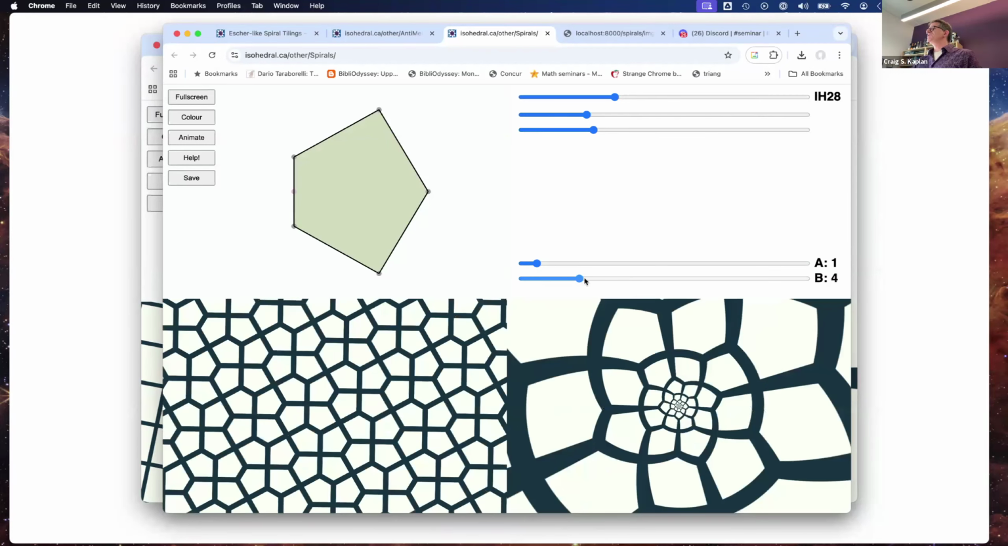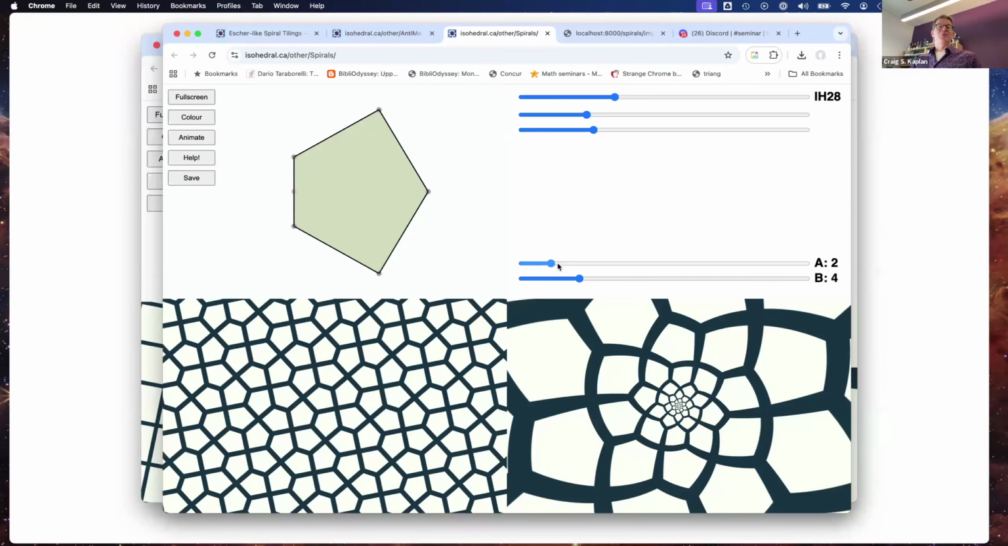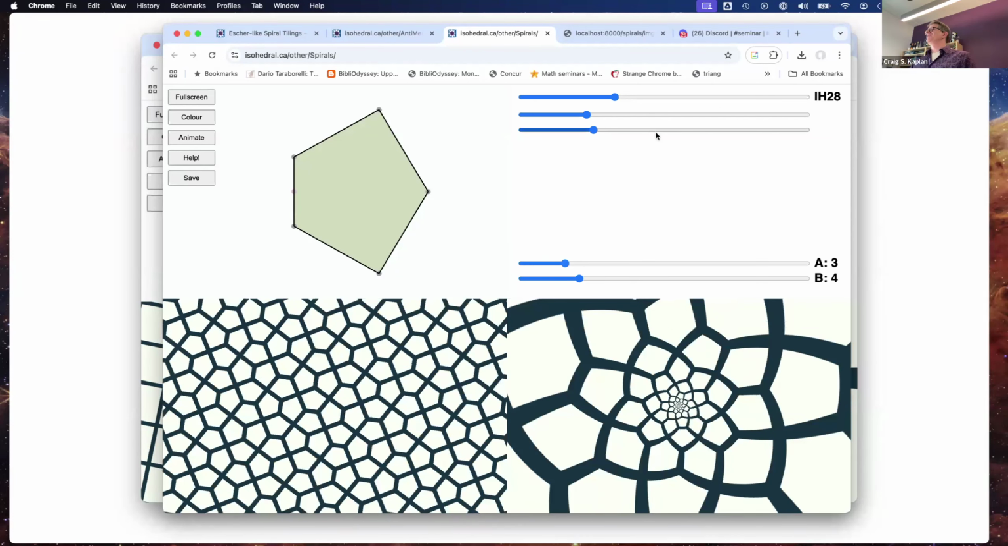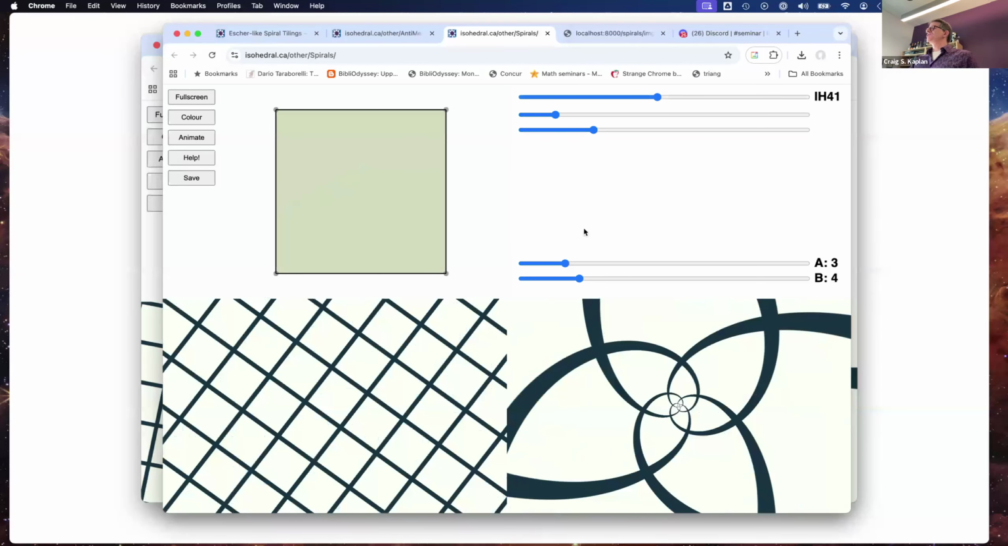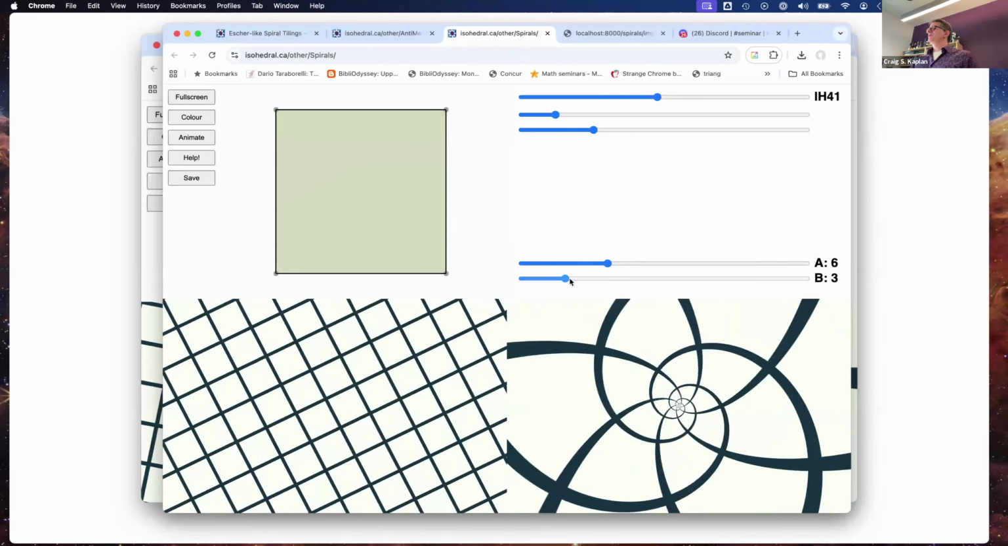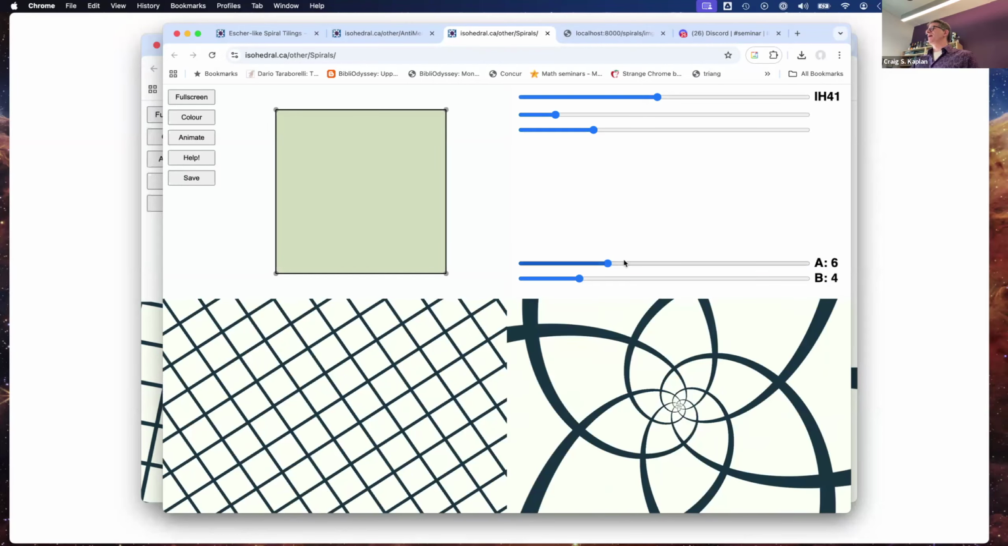The only thing you should never do with this program is set both A and B to 0. That is an unrecoverable error that I don't catch. I noticed that the other day. Just don't do it. And if I go to IH41, sure enough, here are my counter-rotating spirals by squares.